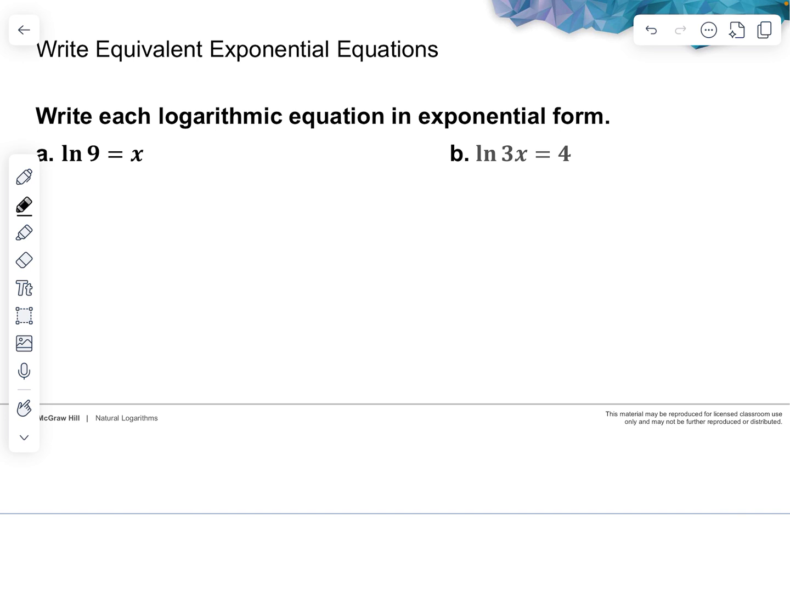Now we're going to go opposite. So we're going to take these logarithms and write them in exponential form. We just figured out that the natural log is the same thing as log base e. So that can be my first step. And then I can write my exponential e to the x equals 9.